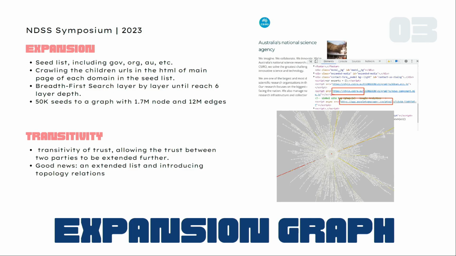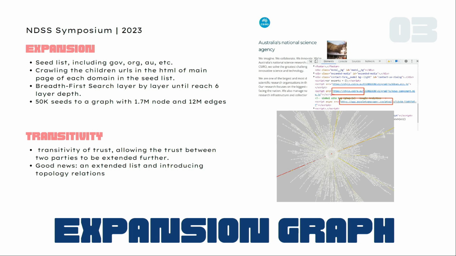So we can start from the list expansion, right? Given a seed list, for example, we have a collection of 50,000 trusted web domains, including government, organization, and official websites. We can start by querying the children URLs in the HTML of the main page of each domain in the list. And then we perform breadth-first searching iteratively layer by layer until we reach 6 layers deep. And finally, we can extend the seed list to a graph with 1.7 million nodes and 12 million edges.